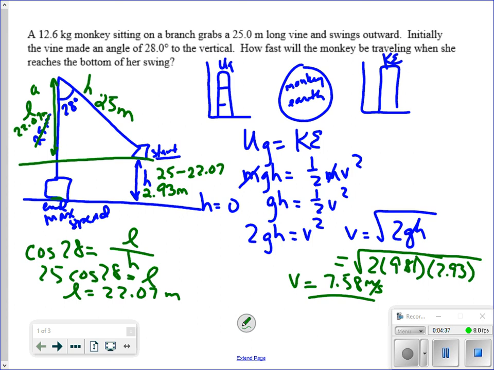Now notice what we don't have. We don't have work, we don't have friction. The only tricky part to this is the pendulum and figuring out the height, but otherwise this is a very standard energy conservation problem. All right, so let's take a look at our next one.